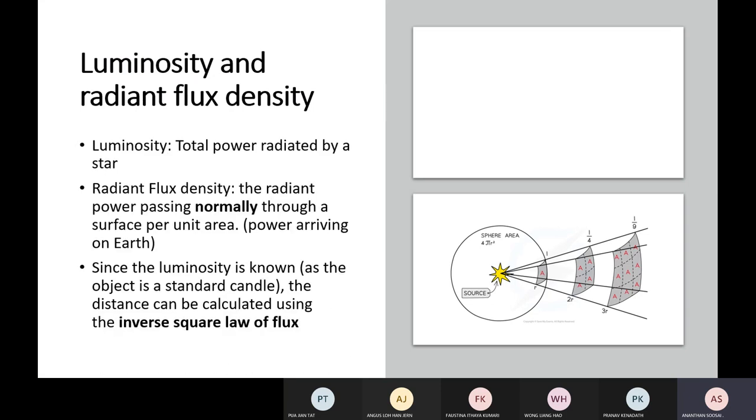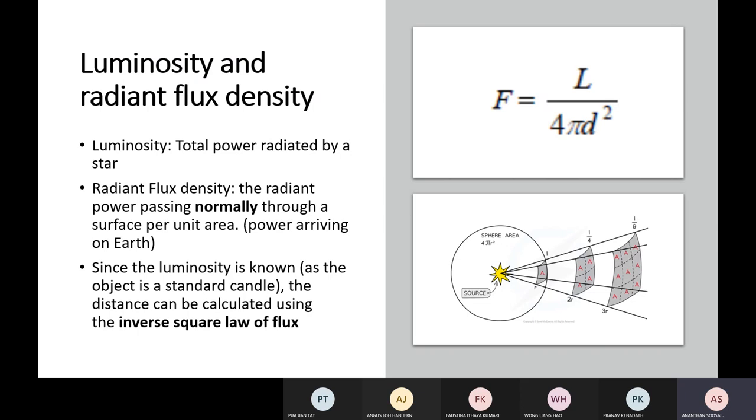Total power. This formula emerges from your waves topic, just with a different name. Last time you said intensity equals power over area, right? And intensity for stars is called flux, radiant flux density, same as intensity. The unit is watt per meter square, so flux is also watt per meter square. And power is now luminosity.